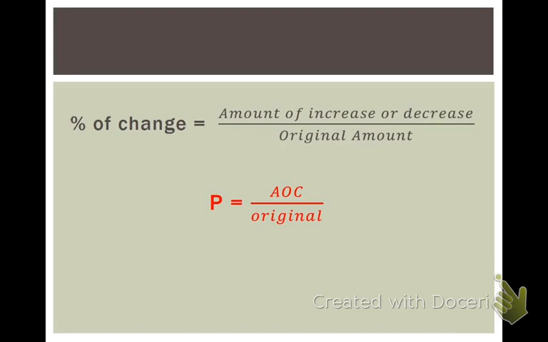We've talked about a lot of different equations so far, and today I'm giving you a new one for the percent of change. All right, so the percent of change is the amount of increase or decrease over the original amount. But for the abbreviated version, I want you to go ahead and just draw a little cloud around this. P equals AOC over the original.